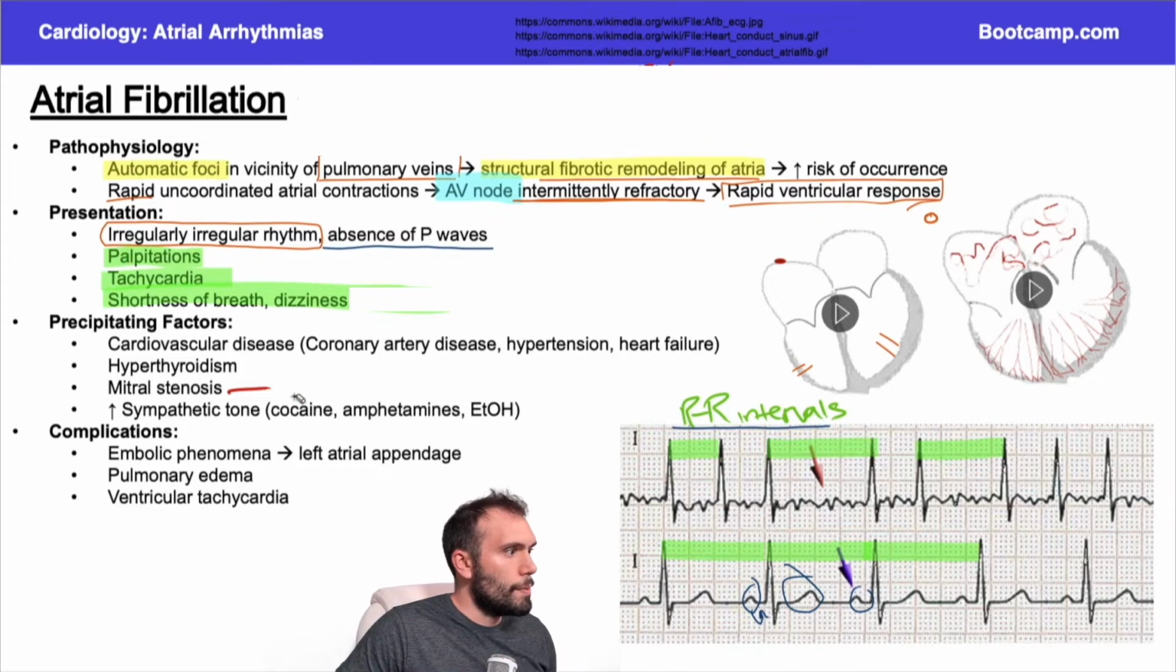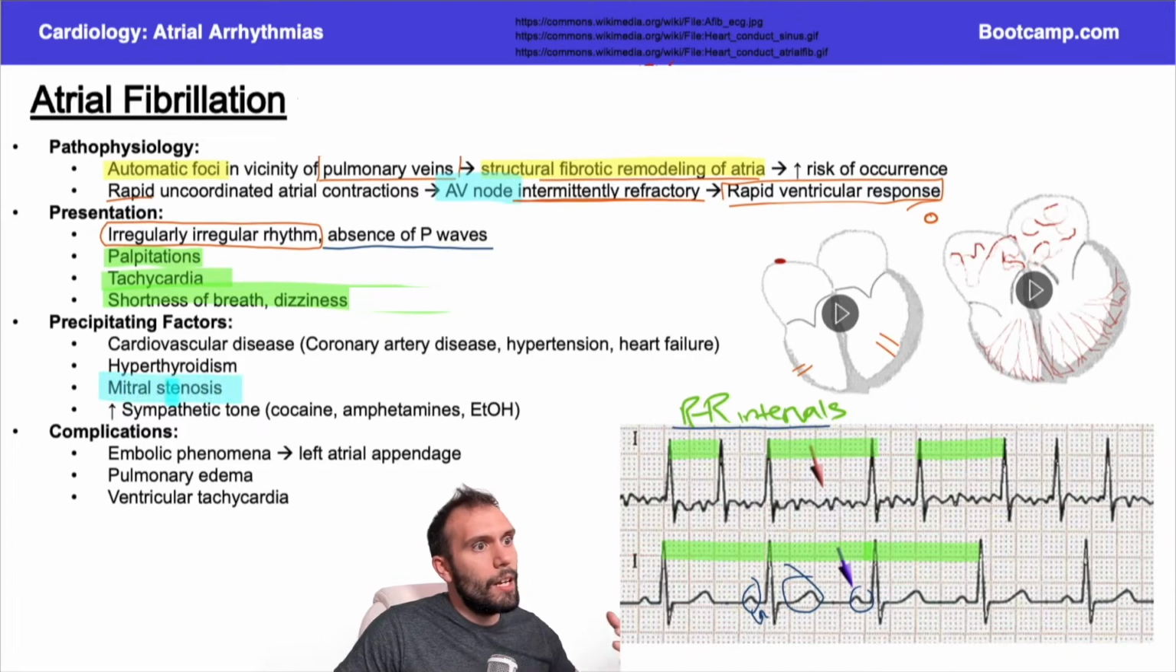The other big thing you need to remember about AFib is what causes AFib. The big one here, I would say, is mitral stenosis. Almost always the question is going to be teed up in some way about mitral stenosis. Now remember, what's the most common cause of mitral stenosis? The most common cause in the world of mitral stenosis is going to be rheumatic fever. So rheumatic fever is the big cause of mitral stenosis that you really want to keep in mind.